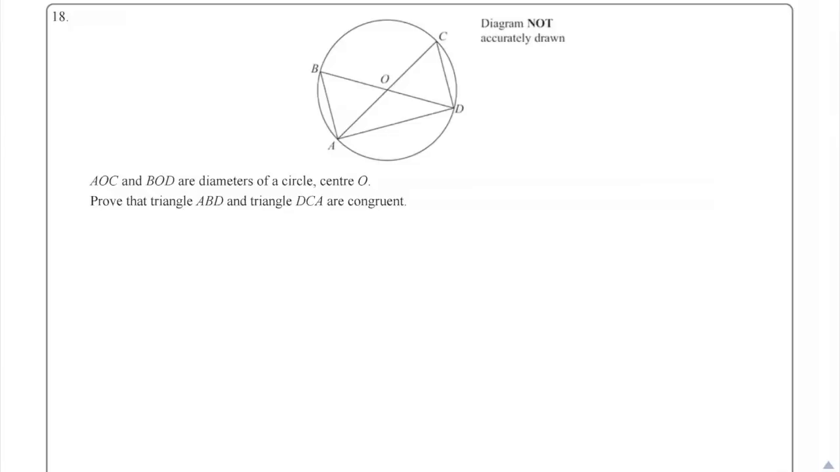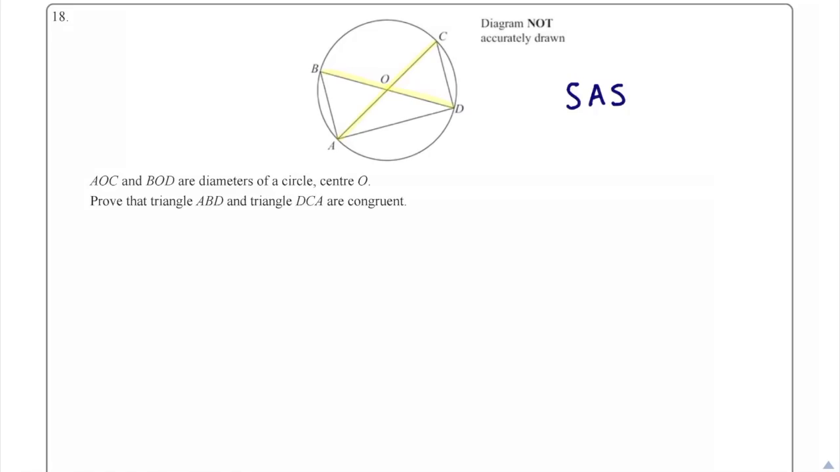Prove that triangle ABD and triangle DCA are congruent. So congruent means they are the exact same size. They've got the exact same side lengths, the exact same angles. So there's a few ways we can prove this. And I think the way I'm going to use is the rule SAS, which stands for side angle side. So two sides I'm going to choose. It's going to be the sides BD and AC. So that's going to be the first one.